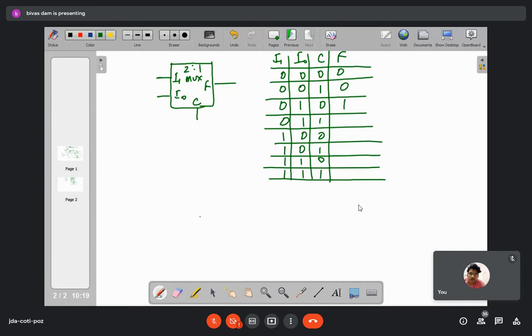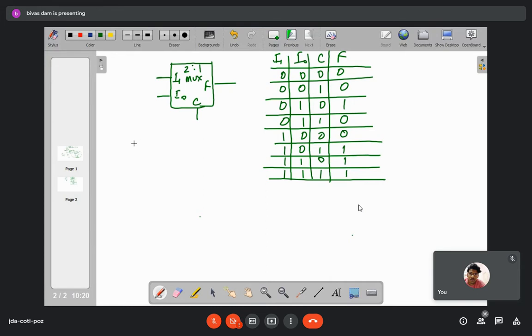Right. Now C is 1. As C is 1, I have to check the I1 input line. And what is the I1 input value? I1 is 0, so output will be 0. Then C is 0, so the output should be whatever is there in I0. I0 value is 0, so F should also be 0. Then C is 1, so the I1 value will get copied to the output. C is 0, I0 will get copied to the output. C is 1, I1 will get copied to the output. So that's the required output for all the input combinations.